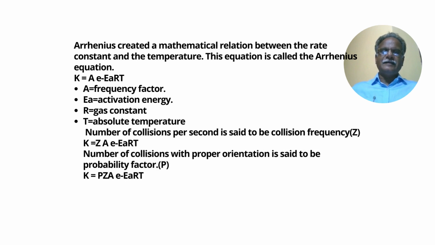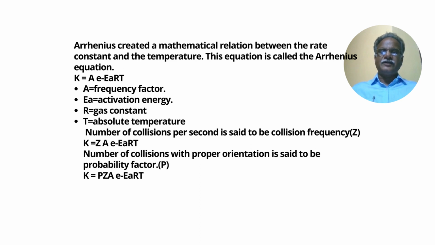Arrhenius created a mathematical relation between the rate constant and the temperature. This equation is called the Arrhenius equation. So here we can see the Arrhenius equation. Here A is equal to frequency factor or Arrhenius factor, EA is equal to activation energy, R is equal to gas constant, T is equal to absolute temperature.